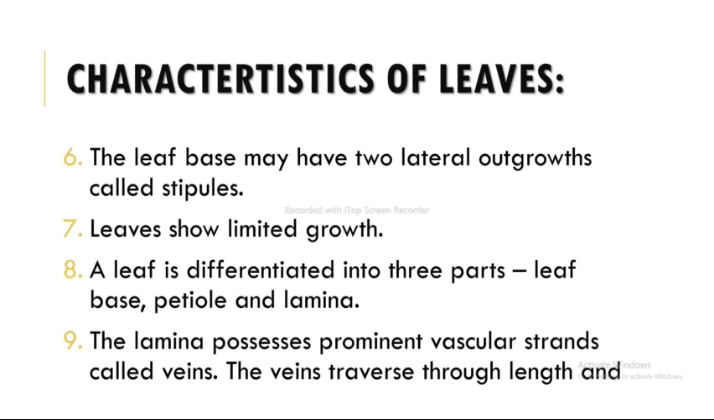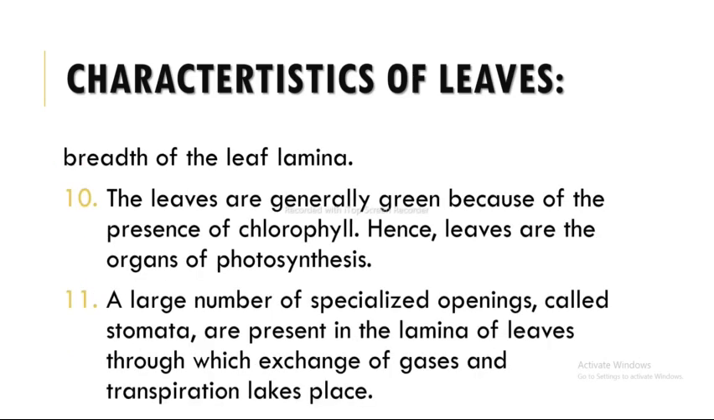Ninth, the lamina possesses prominent vascular strands which are known as veins. The veins traverse through the length and breadth of the leaf lamina. Tenth, the leaves are generally green because of the presence of chlorophyll, and hence the leaves are the organs of photosynthesis. Eleventh, a large number of specialized openings which are called stomata are present in the lamina of leaves, through which the exchange of gases and transpiration takes place.